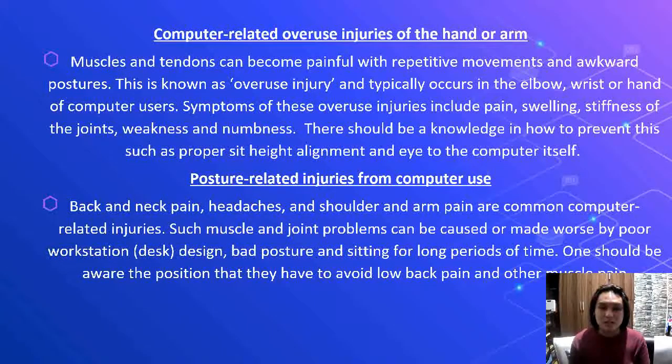So, posture-related injuries from computer use. Back and neck pain, headaches, and shoulder and arm pain are common computer-related injuries. Such muscle and joint problems can be caused or made worse by poor workstation and desk designs, bad postures, and sitting for long periods of time. One should be aware of their position to avoid low back pain and other muscle pain.